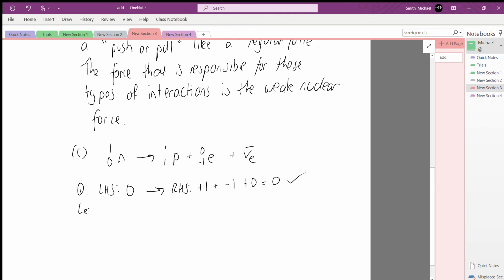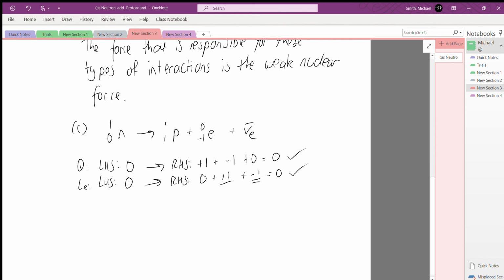Electronic lepton number. The left-hand side, there are no leptons, that's 0. On the right-hand side, we have a proton, so the lepton number is 0. We have an electron, the electron number is 1. And we have an electron antineutrino, which has a lepton number of -1. So we have +1 and -1, which goes to 0. So here, electron lepton number is also conserved.